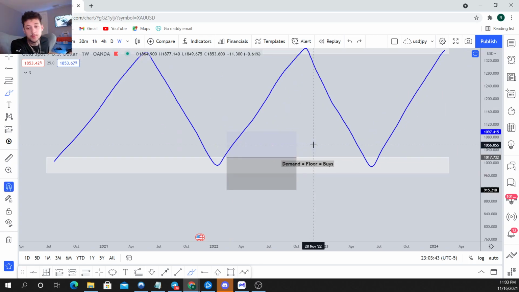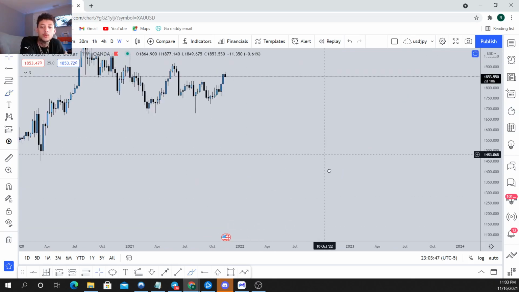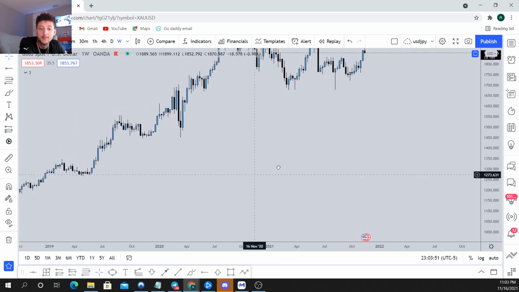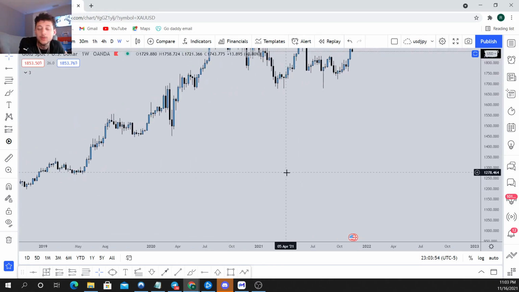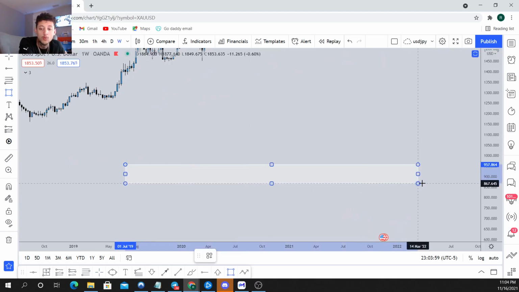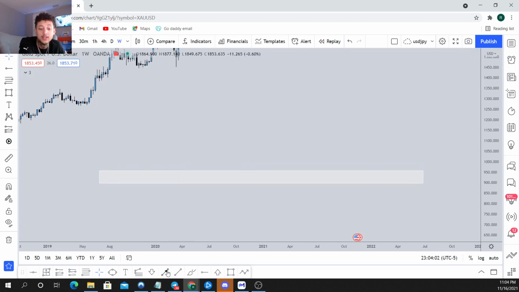So that's the basics of supply and demand. Now, what we're going to be going over is how to actually place them on your charts so you can identify these supply and demand levels. And the only way you're going to be doing that and getting better at it is by practicing. So what we're going to focus on is levels of liquidity where we have major liquidity.